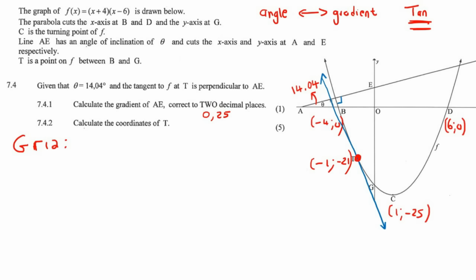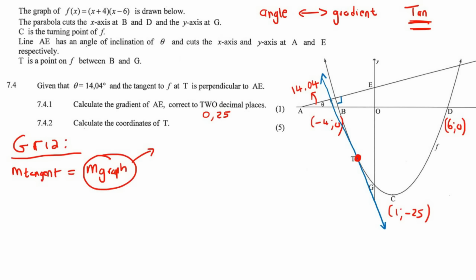So for grade 12, you guys know that the gradient of a tangent is always the same as the gradient of the graph, at the point where they contact each other. So let's scratch this out, because let's pretend we don't know what that answer is. At this point of contact, the gradient of the tangent is the same as the gradient of the graph. And how do we get the gradient of a graph? Well, in grade 12, we now use calculus, and we know that that's from the first derivative. That's what gradient means. So to find the gradient of a parabola, you take the first derivative.